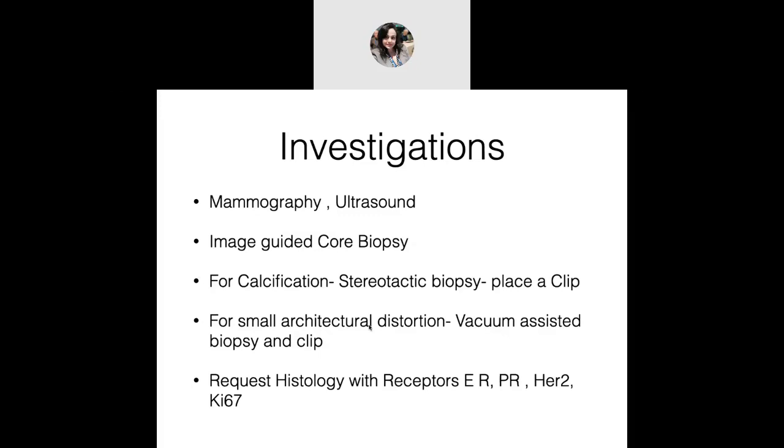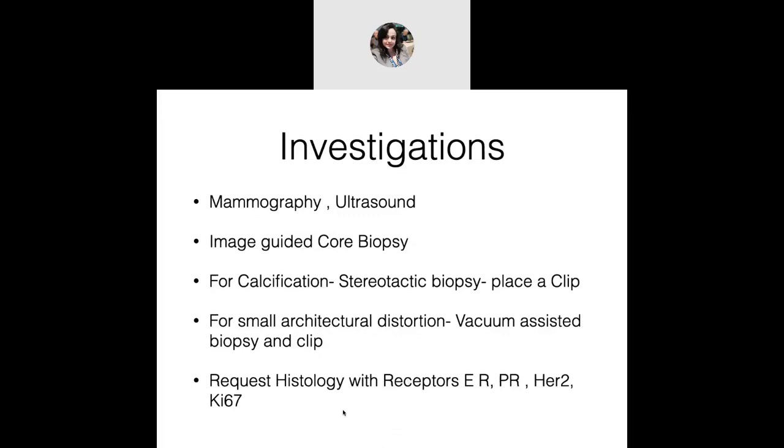And for areas of calcification only, no lump and no architecture distortion, you arrange a stereotactic biopsy and place a clip. And if the report is cancer, then make sure that all the microcalcification is removed in the wire-guided specimen. The specimen is then put in the mammography machine again, called specimen mammography, to make sure that all the microcalcifications are removed. And somebody should count. If there were 10 microcalcifications in the pre-op mammogram, the specimen should also have all 10. If there are 9, you have to go back and remove the one.